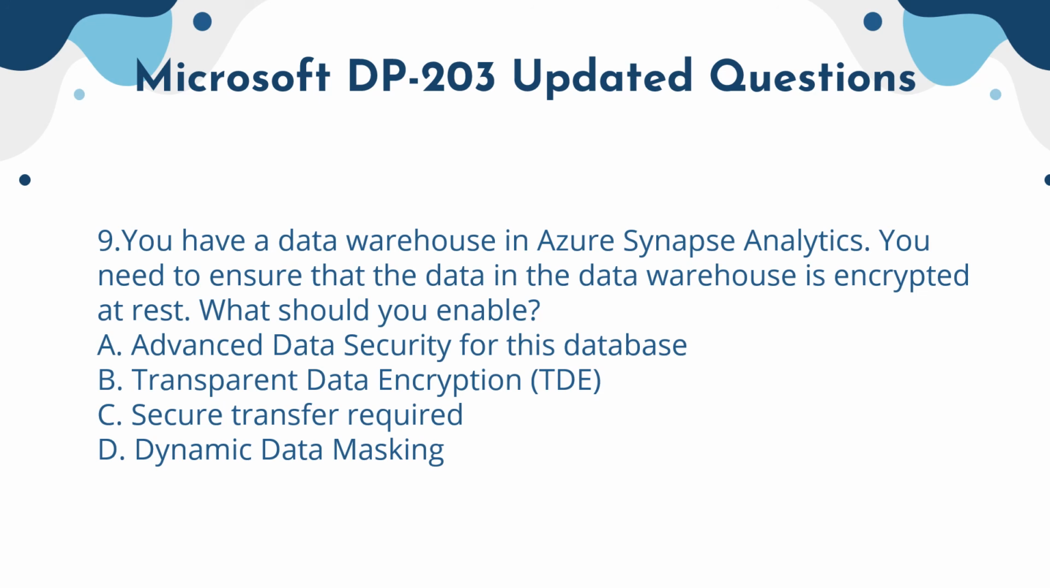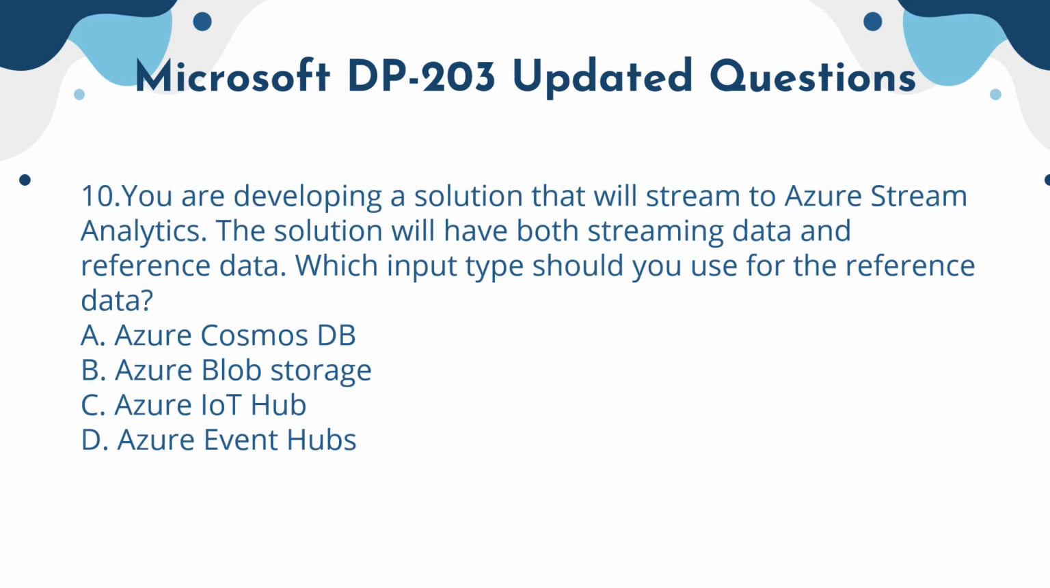10. You are developing a solution that will stream to Azure Stream Analytics. The solution will have both streaming data and reference data. Which input type should you use for the reference data? A. Azure Cosmos DB. B. Azure Blob Storage. C. Azure IoT Hub. D. Azure Event Hubs.